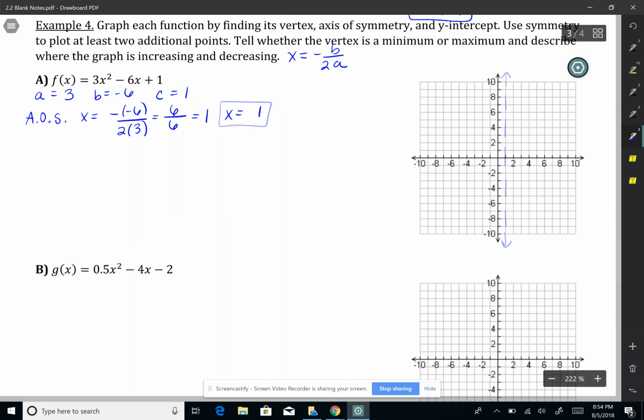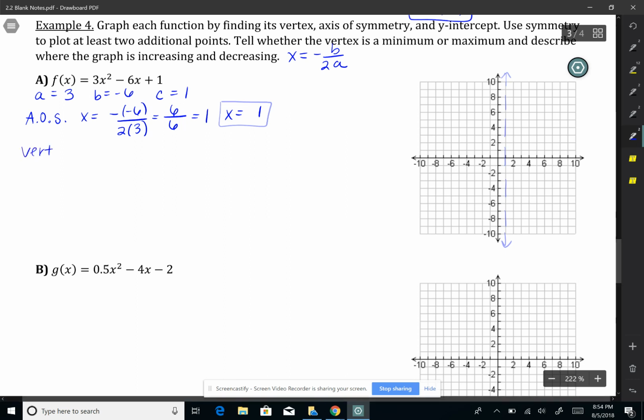Okay, now we are going to go find the vertex. Remember, to find the vertex, we actually already know half of it. We know the x-coordinate is 1. To find the y-coordinate, we plug 1 into our function. So we're going to find f of 1. So that's 3 times 1 squared minus 6 times 1, then plus 1.